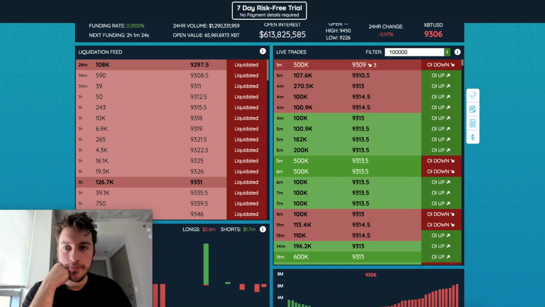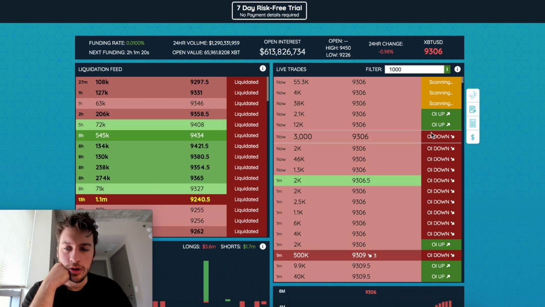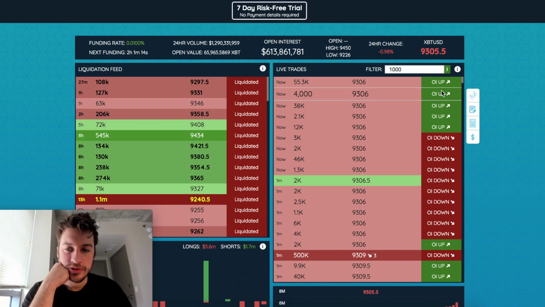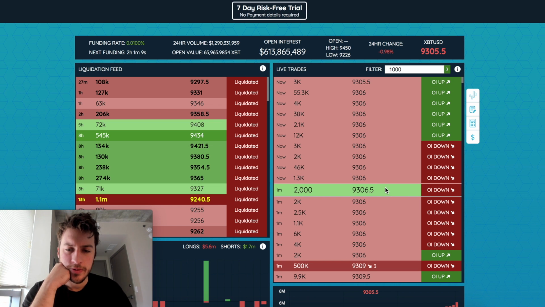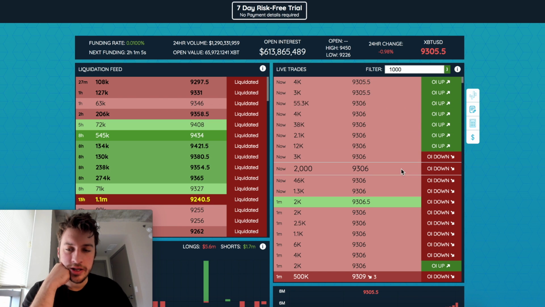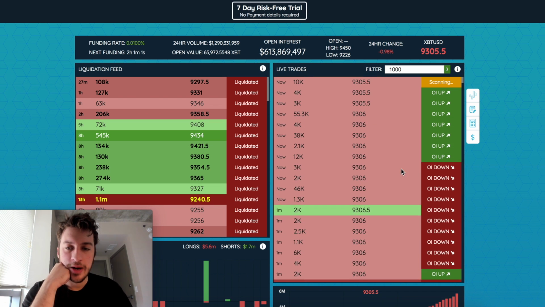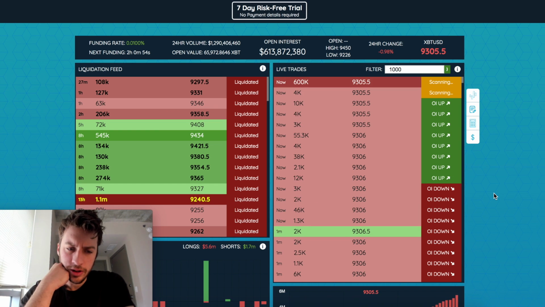Big long got scared. Now, what are the retail traders doing here? Are they shorting? Are they closing longs? Yeah, closing longs, shorting, closing longs, shorting. Shorting here and closing longs here. Some guy closed his $2,000 short there at 9306.5. Yep, people are just shorting. It just doesn't really seem like... I would want to see this retail crowd longing more. Because if I see retail longing, small guys longing, and then big guys selling off, that'd be good.